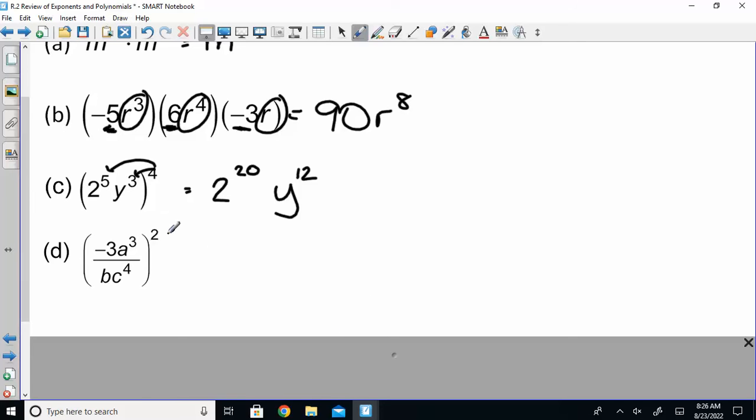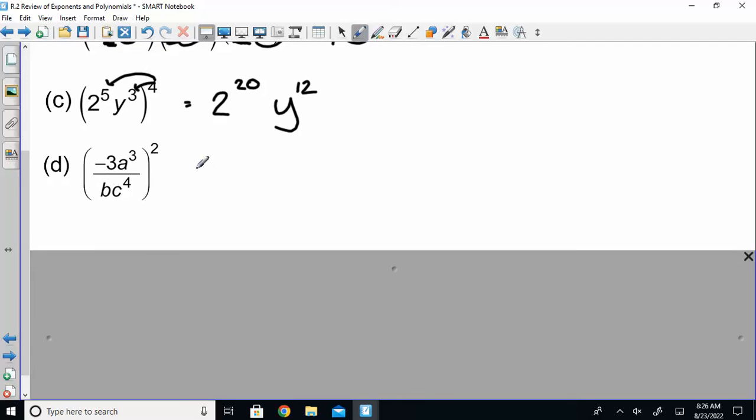Right, so I have to square everything in this parenthesis. So negative 3 squared. Positive 9. That means negative 3 times negative 3. So positive 9. A to the 6 over B squared. C to the 8. Very nice.